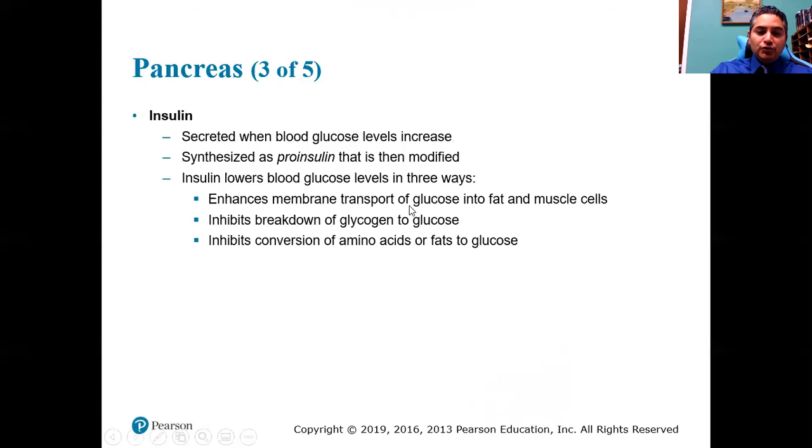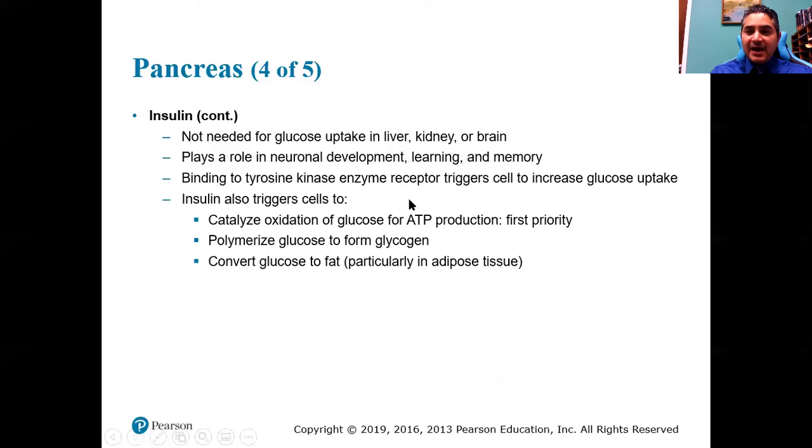So we're trying to get glucose to be transported inside because there's so much in the bloodstream. You want cells to take it in because cells need glucose. All right. So binding to that tyrosine kinase enzyme receptor triggers cells to increase glucose uptake into the cell, therefore decreasing glucose levels in blood. Insulin also triggers cells to catalyze. See that word, catalyze? Remember? Metabolism, anabolism, catabolism. So cata, breaking of glucose for ATP production.